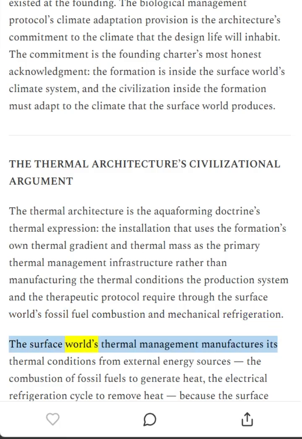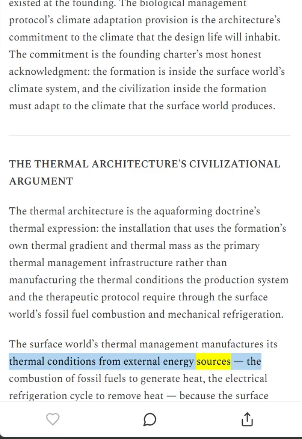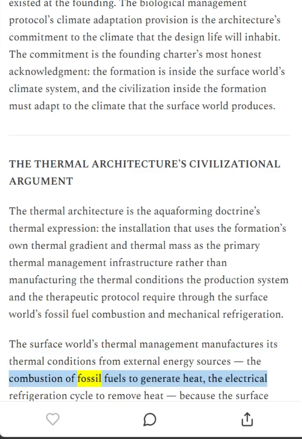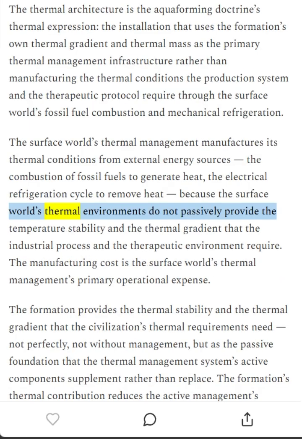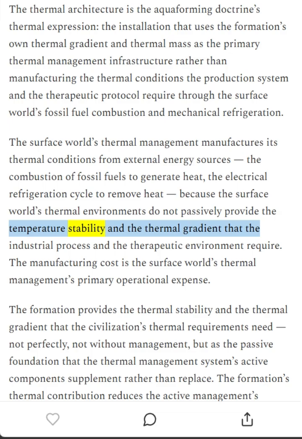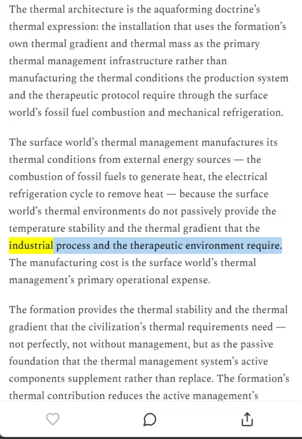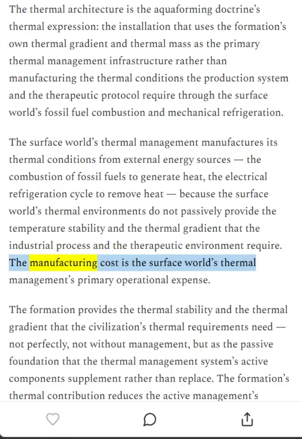The surface world's thermal management manufactures its thermal conditions from external energy sources, the combustion of fossil fuels to generate heat, the electrical refrigeration cycle to remove heat, because the surface world's thermal environments do not passively provide the temperature stability and the thermal gradient that the industrial process and the therapeutic environment require. The manufacturing cost is the surface world's thermal management's primary operational expense.